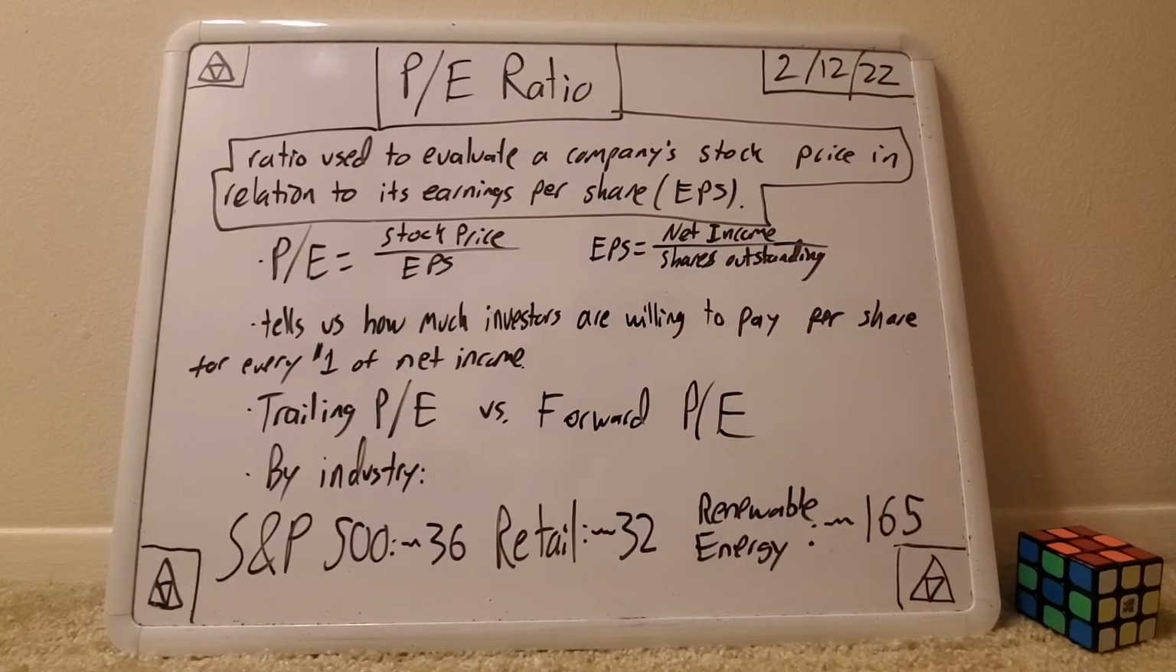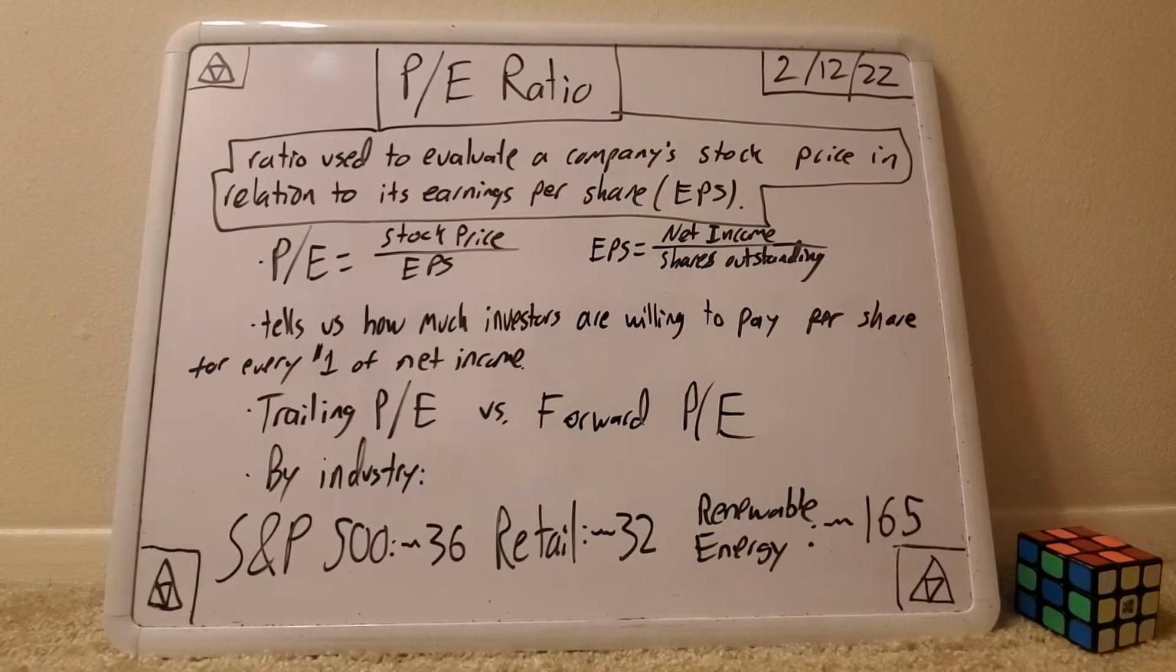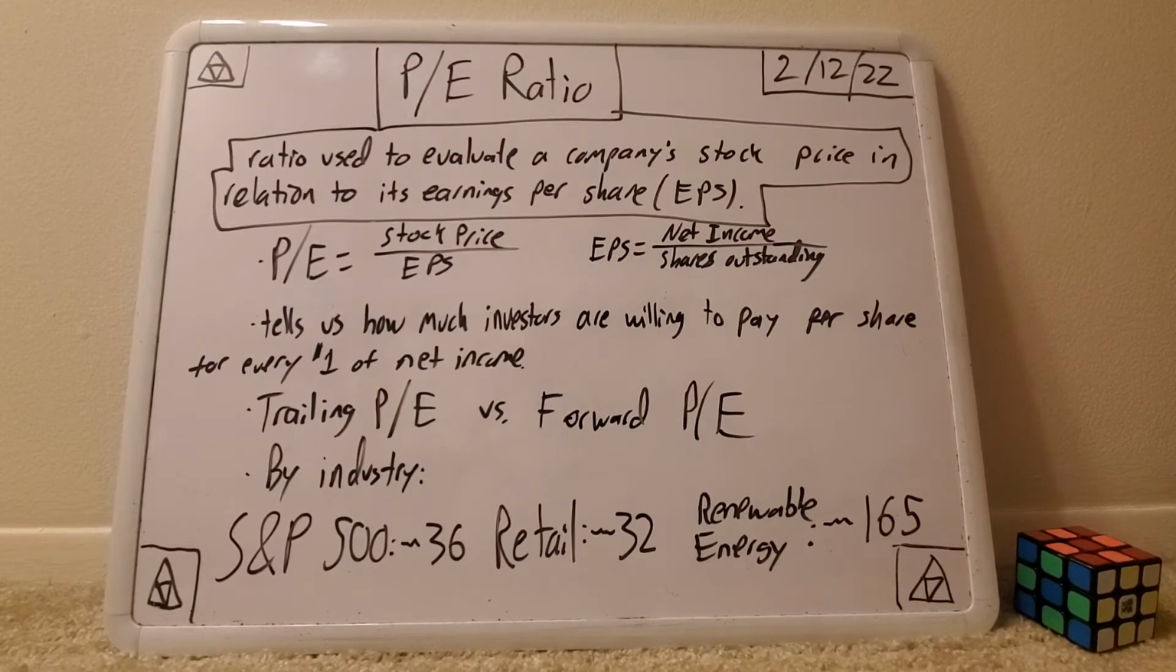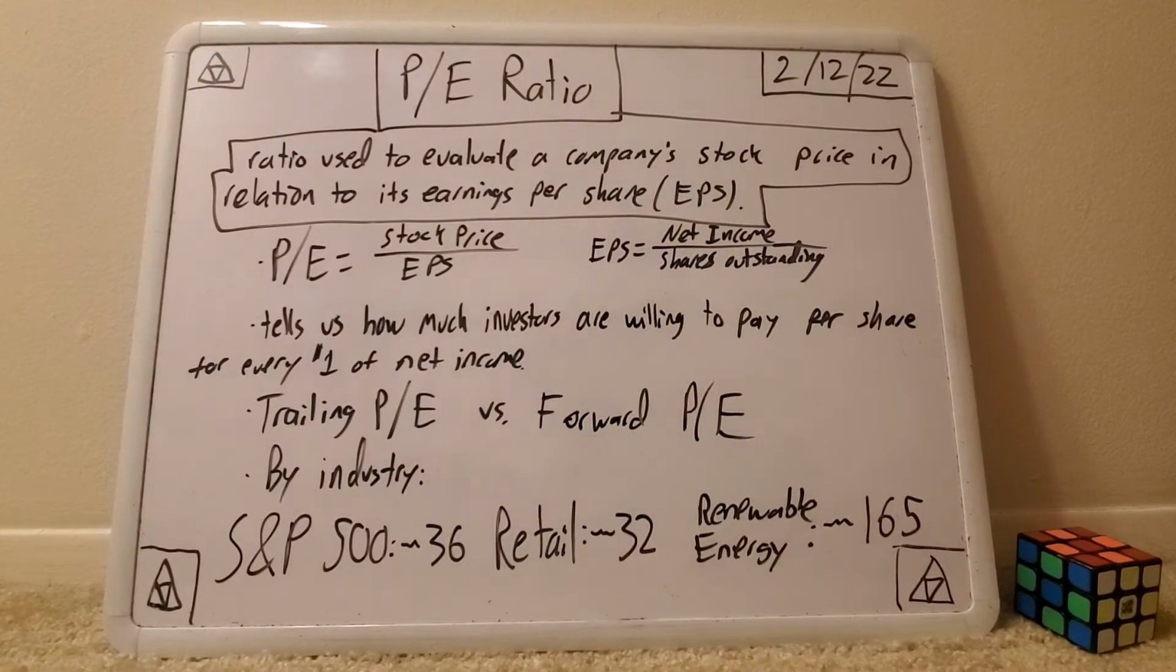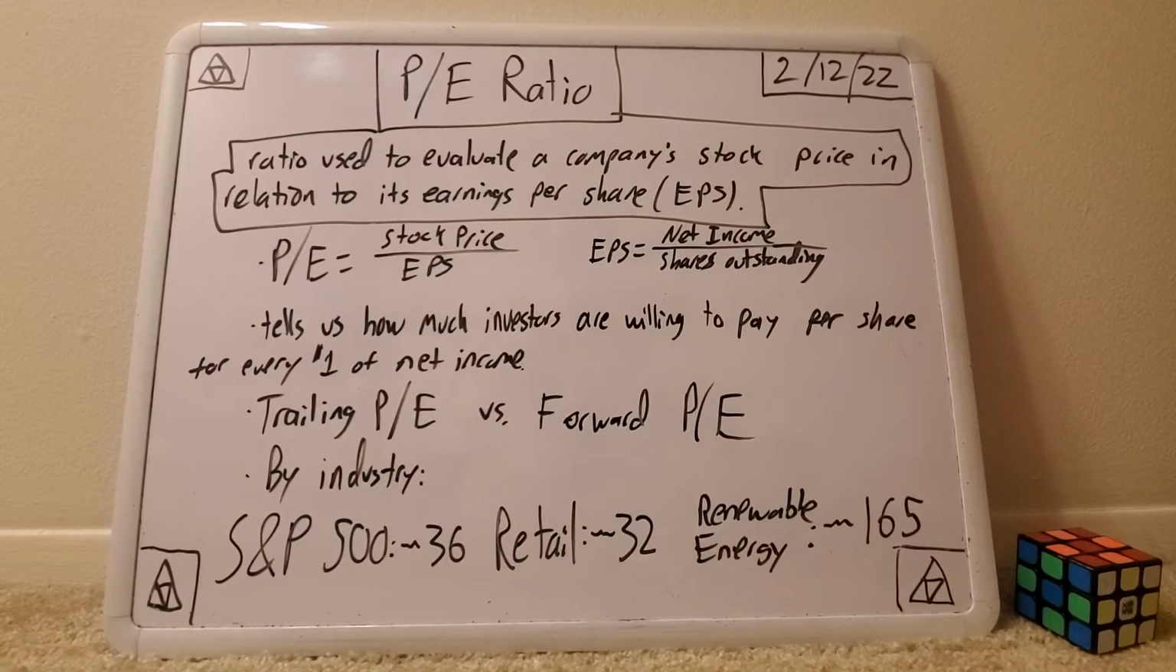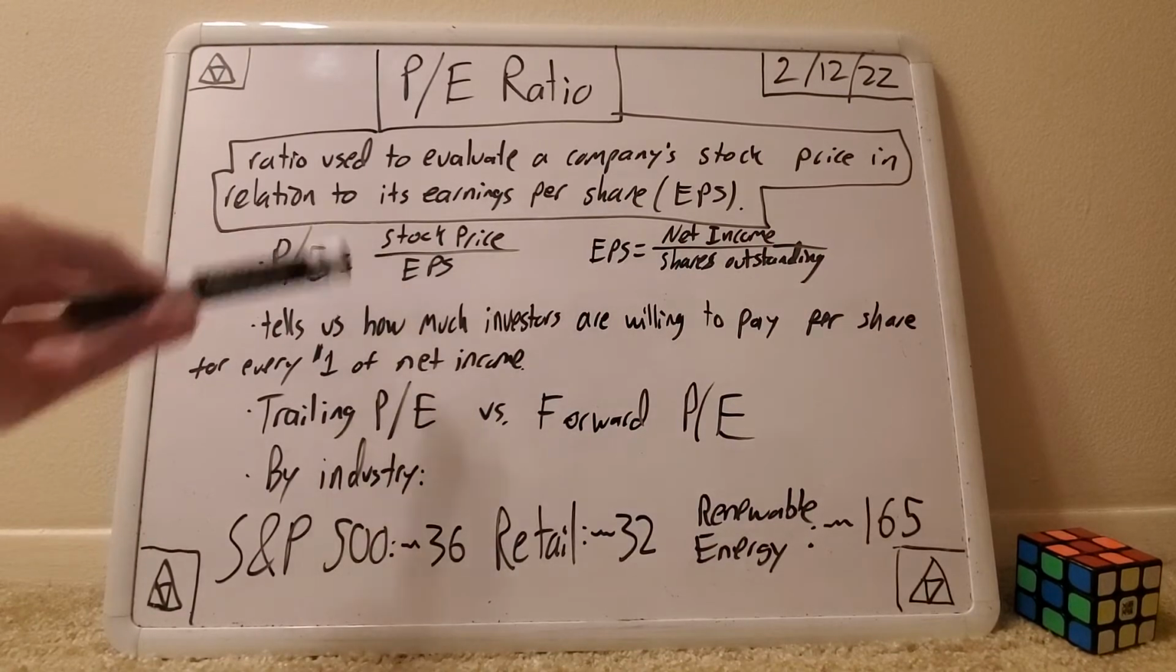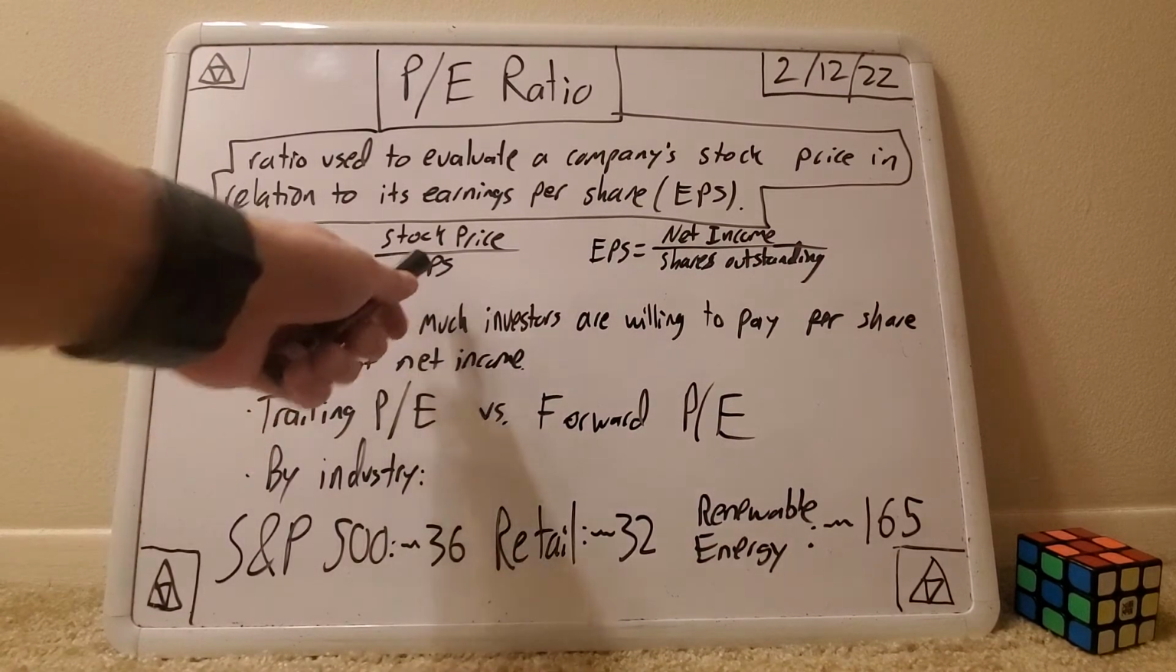Hey guys, today I'm going to be discussing the PE ratio, or price to earnings ratio. This is a ratio used to evaluate a company's stock price in relation to its earnings per share, or EPS. So the equation for the PE ratio is just the company's stock price divided by its earnings per share.